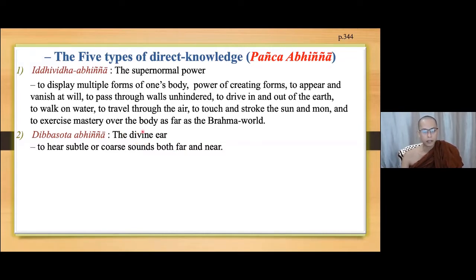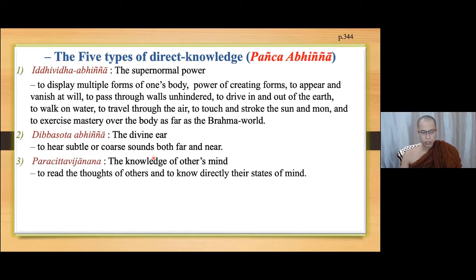Even the physical ear of a Deva can hear a very subtle sound that arises at a very far distance. The divine ear is more powerful than the physical ear of a Deva, but it can hear only the present sound. If it is past, the Dibba Sota cannot hear it. So here we can understand that the sound refers to the present sound.